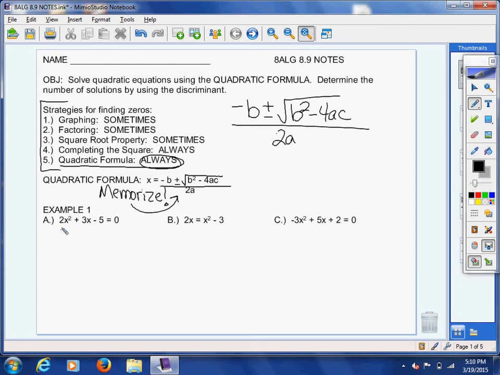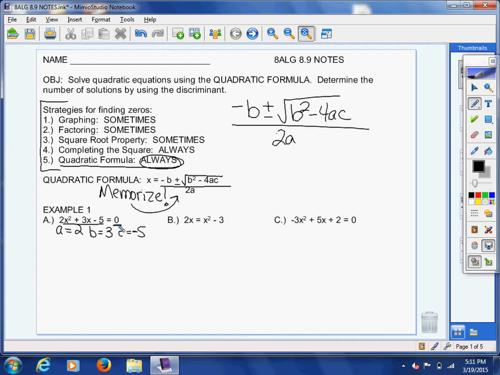So let's start here. Letter A, you want to identify each of your variables. So A is 2, B is 3, C is negative 5. Now, when you use the quadratic formula, you must have all terms on the same side. You have to have your trinomial or binomial in descending order on one side or the other, and then whatever side it's not on must be 0. And so you see our trinomial here, and then there it's set equal to 0.